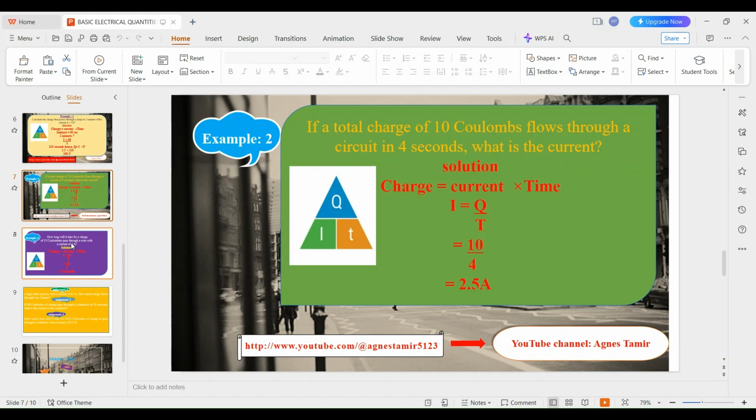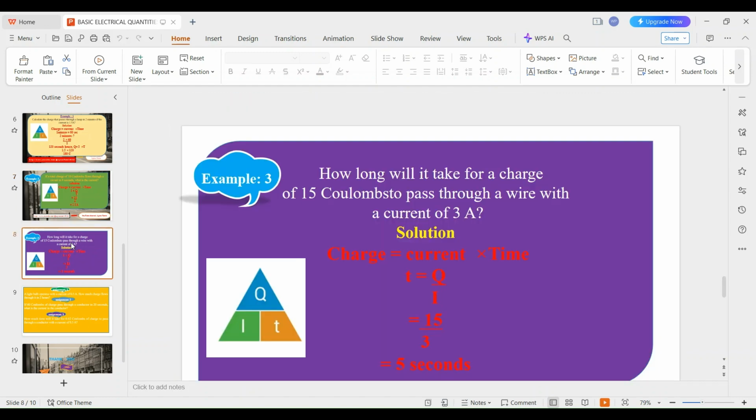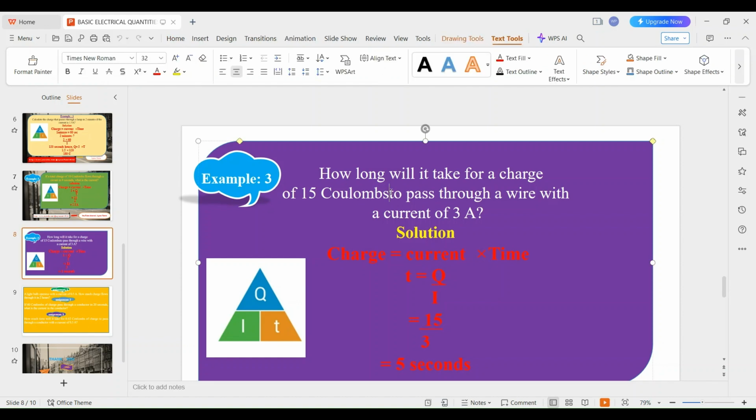Let's look at example number 3. Example number 3 is asking us how long will it take for a charge of 15 coulombs to pass through a wire with a current of 3 amperes?